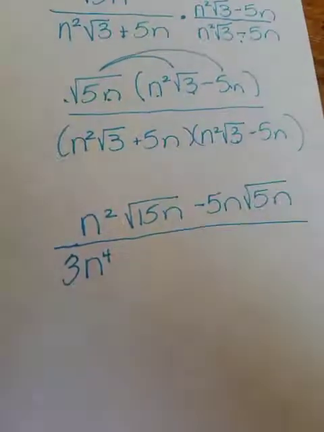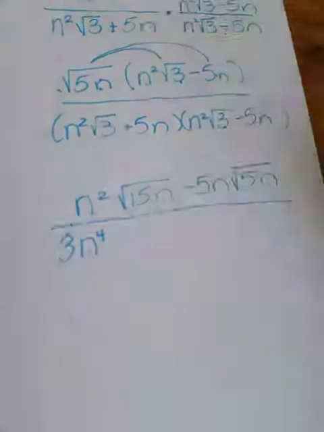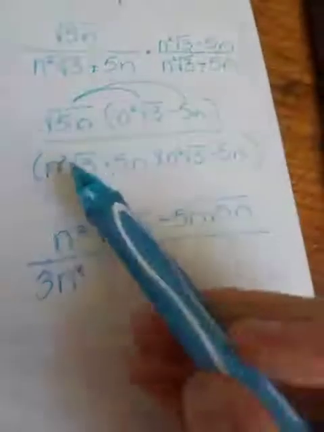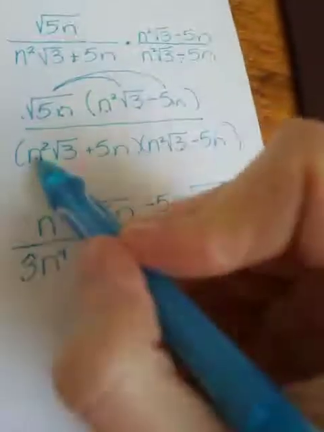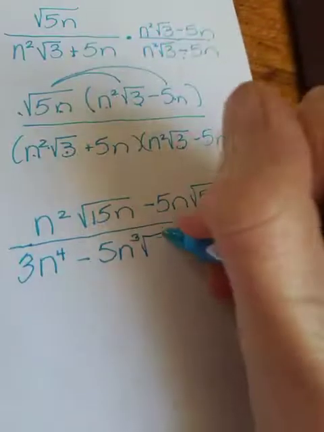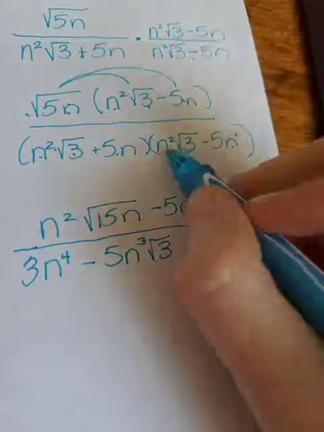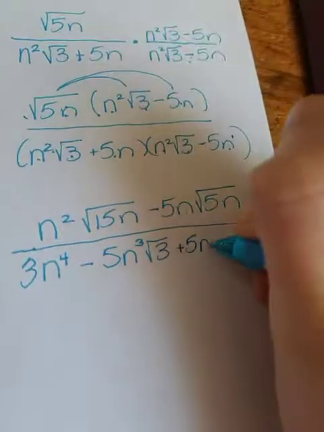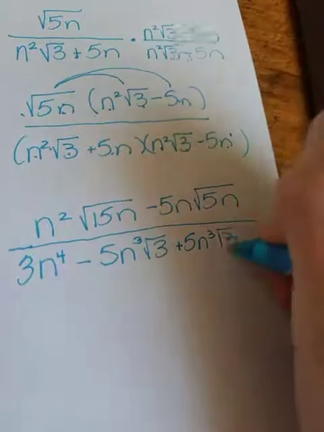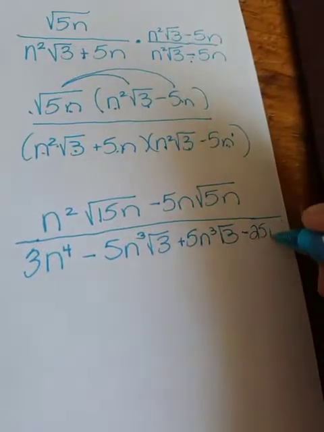Now I'd like you to remember with conjugates the middle terms cancel. So I can save myself that work. But I might actually just, again, do it out to show you. So n squared root 3 times negative 5n, that would be negative 5 n squared times n, that's n cubed, because 2 plus 1 is 3. And then you had the root 3. I said this one was messy. Here, your insides, 5n times n squared, that's going to be positive 5n cubed root 3. And then 5n times negative 5n is negative 25n squared.